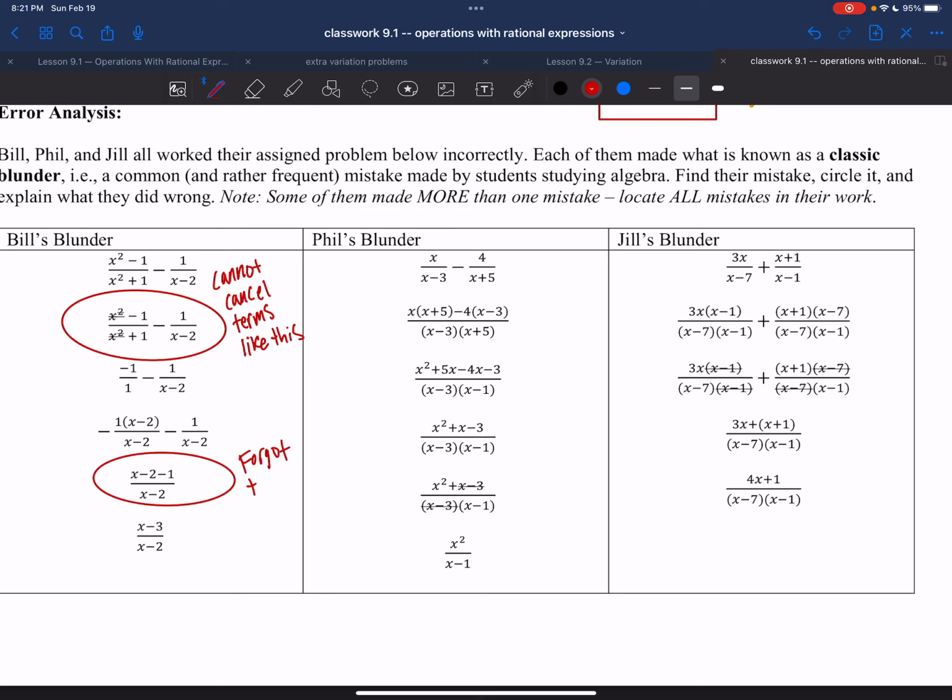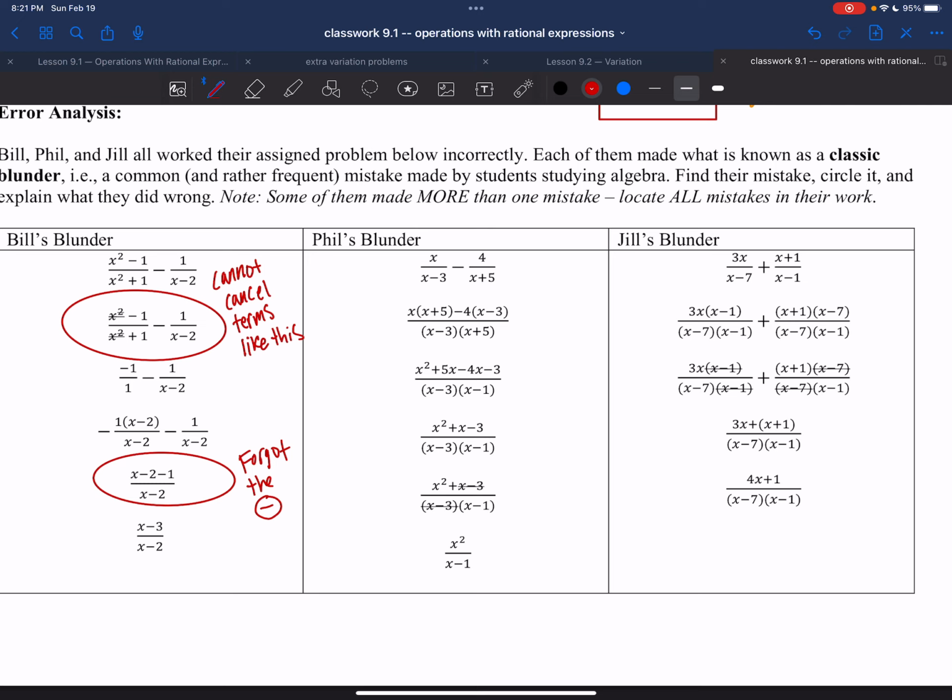Forgot the negative. What do you mean? This negative sign needs to distribute to these terms, so that should be negative x plus 2. Okay? He just, oops, forgot it and didn't write that there. So it wasn't there. Okay. Let's go on to Phil.